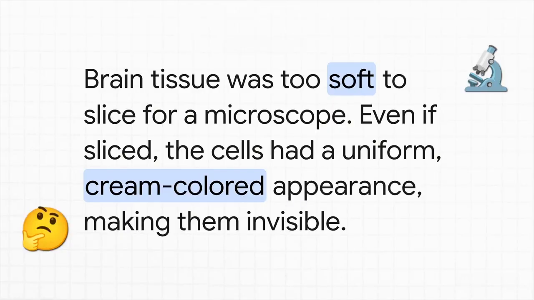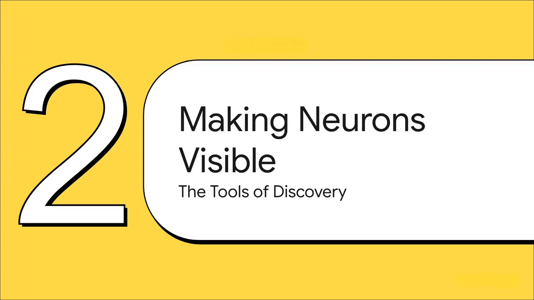So let's get back to our jello problem. Even after the microscope was invented, early scientists were totally stuck. They were staring down two massive hurdles. One, brain tissue was just too soft to slice thin enough to see anything. And two, even if they could slice it, all the cells were basically the same uniform creamy color. They were completely invisible to the eye. So how did they do it? How did scientists get past these challenges?